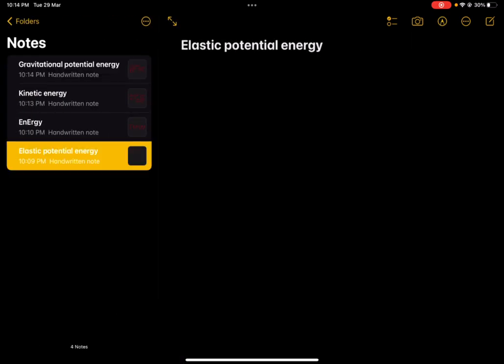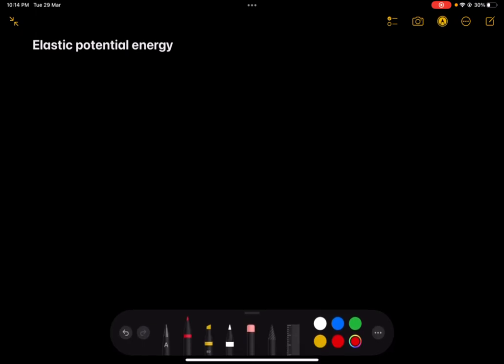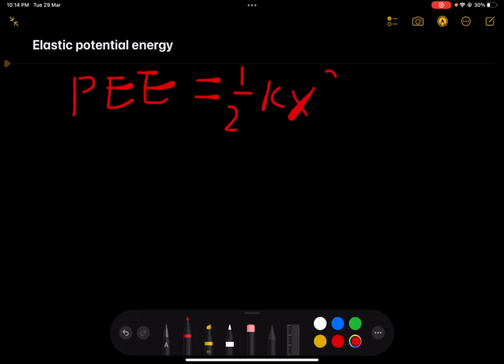Let's go to the elastic potential energy. Elastic potential energy, or you can say PEE, potential energy elastic, is equal to 1/2 kx cubed. Now you're going to say it's like the kinetic energy, but k stands for the spring constant and x is the change in the spring, and it's cubed.